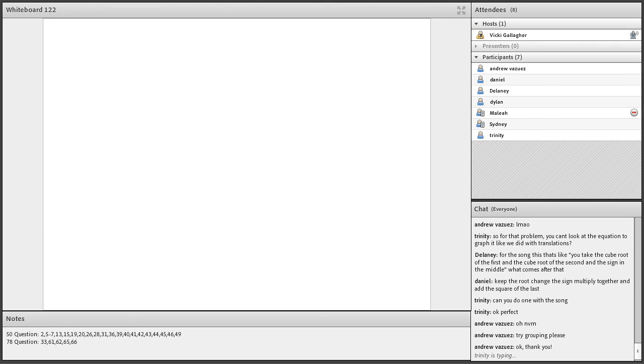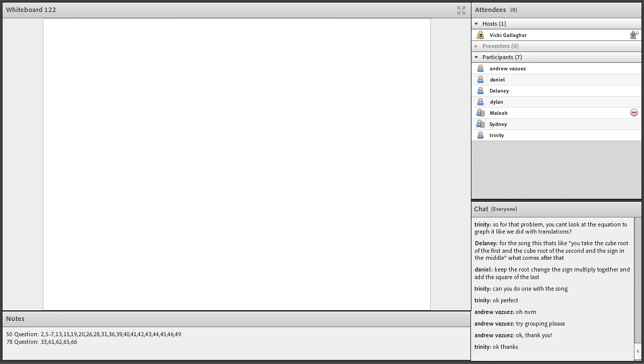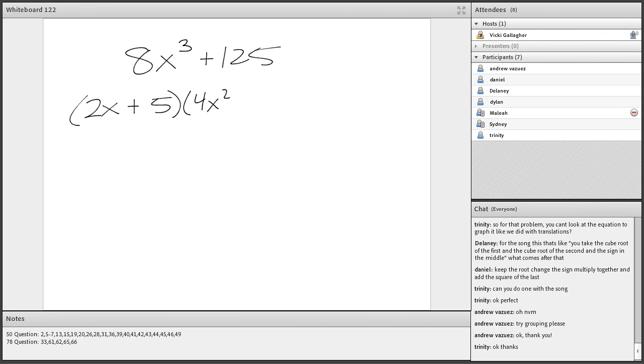We can try one more with the song. I'll just write a random one up here. Okay. So the song goes, you take the cube root of the first and the cube root of the last and the sign from the middle. Then square the first, change the sign, multiply together, and square the last. So that's the cubing one.